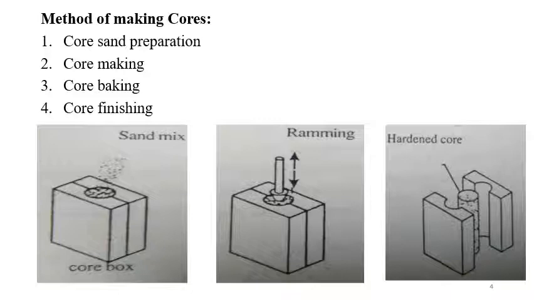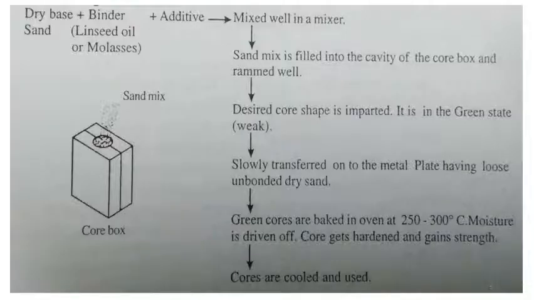As per the drawing, you prepare the core box, then fill the sand. After that, you open it and you get the core. This core is put into the oven and baked at 200 to 300 degrees centigrade. After that, you finish it and then use it. So this is the flow diagram.